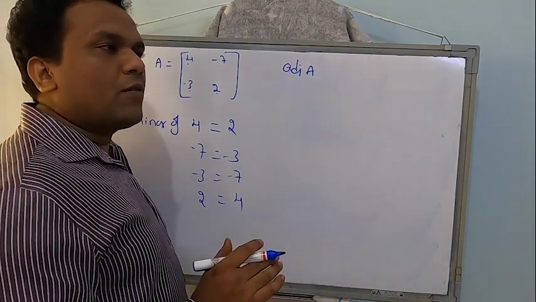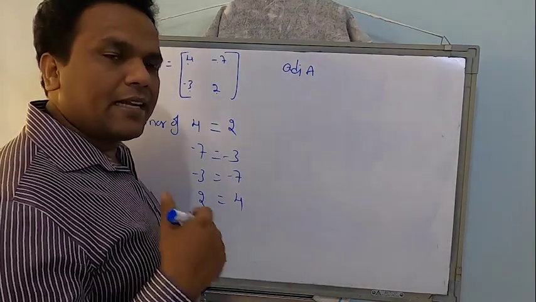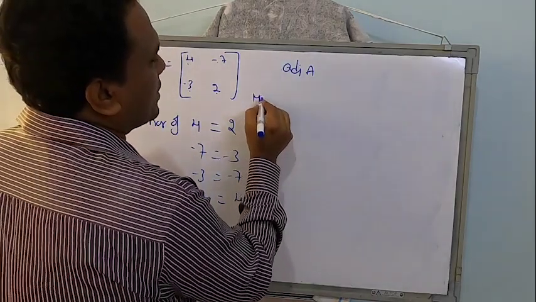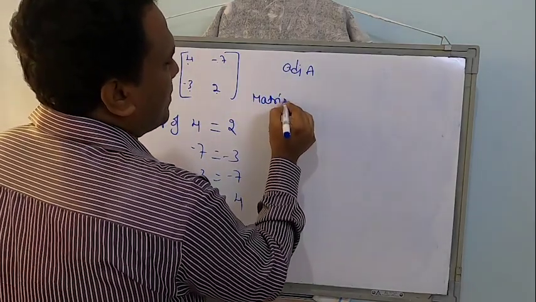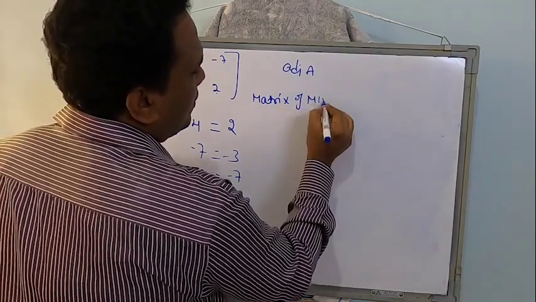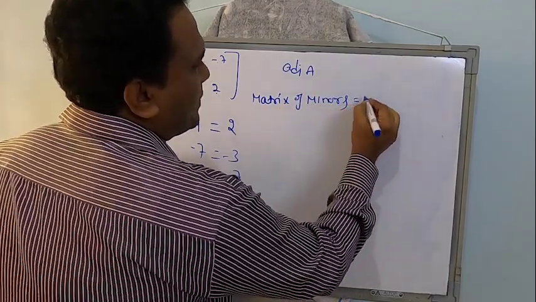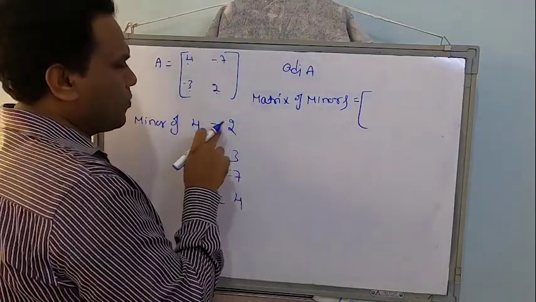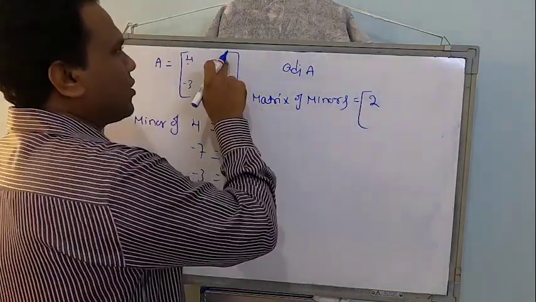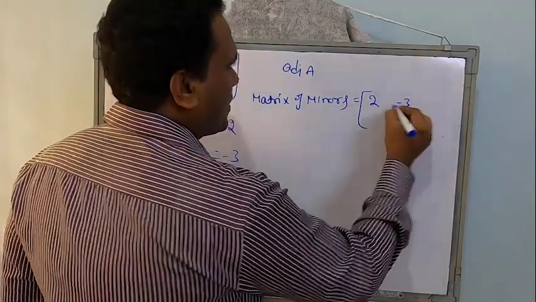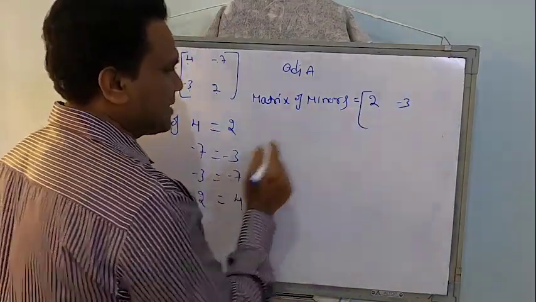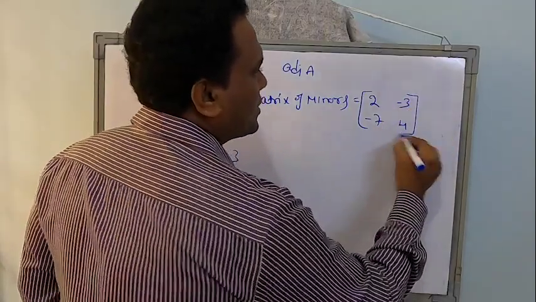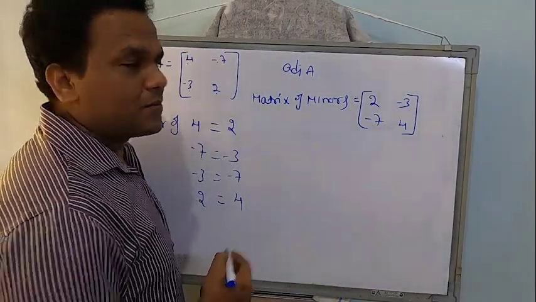Now what I will do, I will not find out the cofactor of each element. Directly I will construct a cofactor matrix. I will tell you what to do. First thing, you construct the matrix of minors. That means each element will be replaced by its minor. What's the minor of 4? Minor of 4 is 2. Minor of minus 7 is minus 3. Minor of minus 3 is minus 7. And minor of 2 is 4. Construct the matrix of minors.